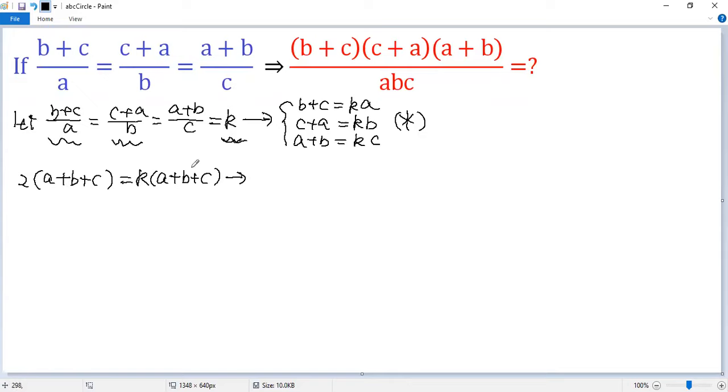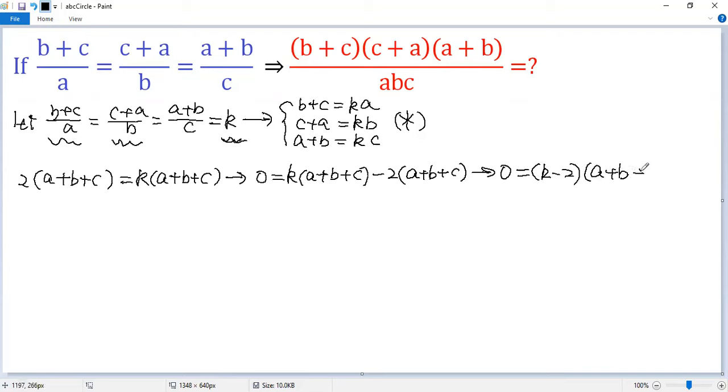Now we move the left side to the right side. So we get 0 equals k times (a plus b plus c) minus 2 times (a plus b plus c). Now we take the common factor out, so we get 0 equals (k minus 2) times (a plus b plus c). So we have two cases to consider. The first case is k minus 2 equals 0, so we get k equals 2.